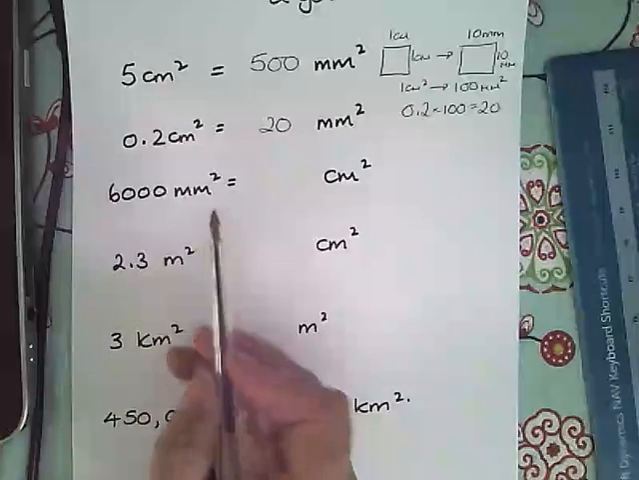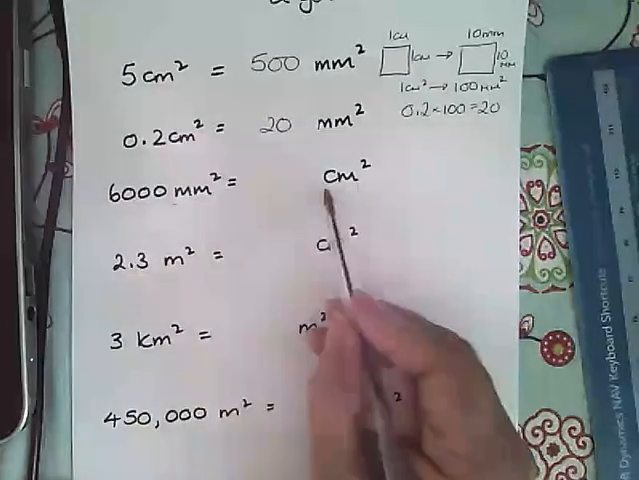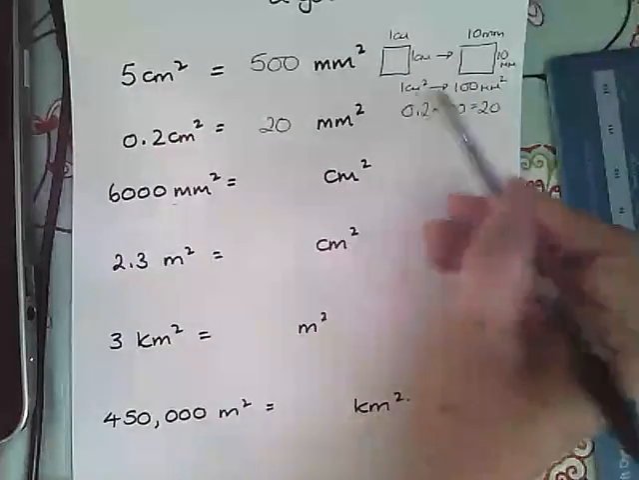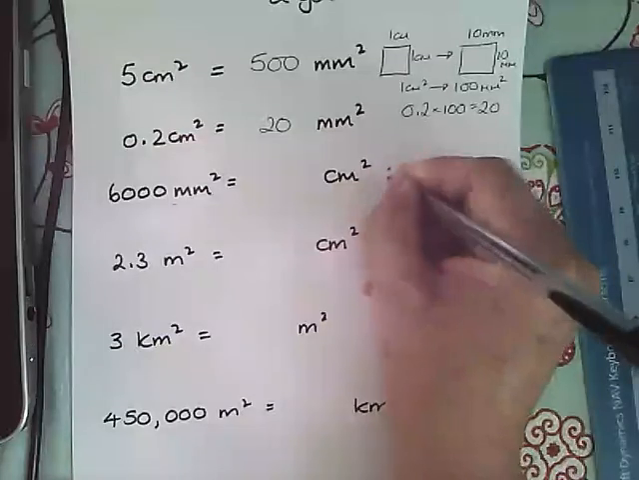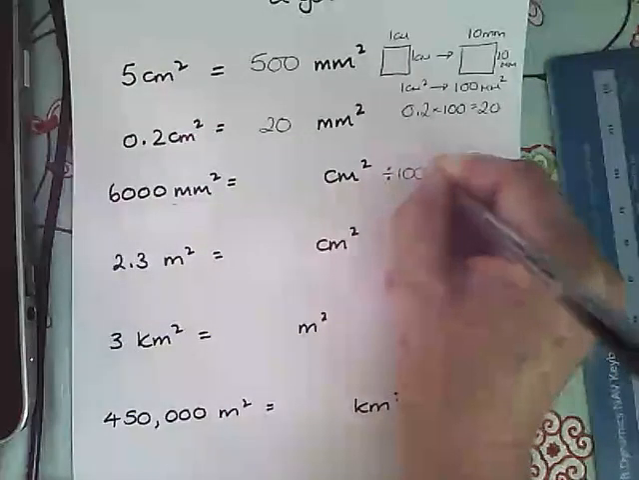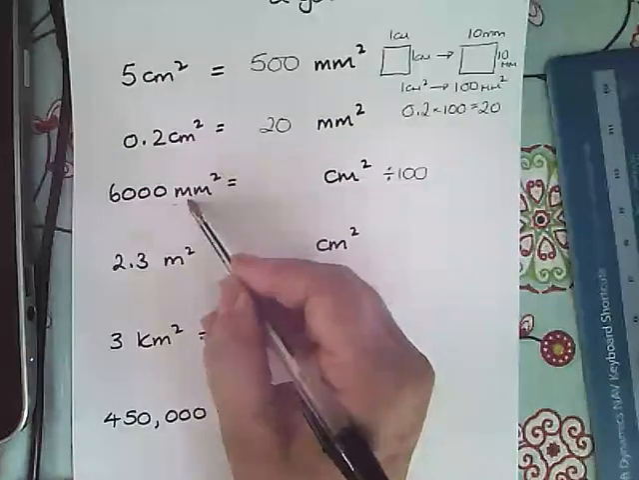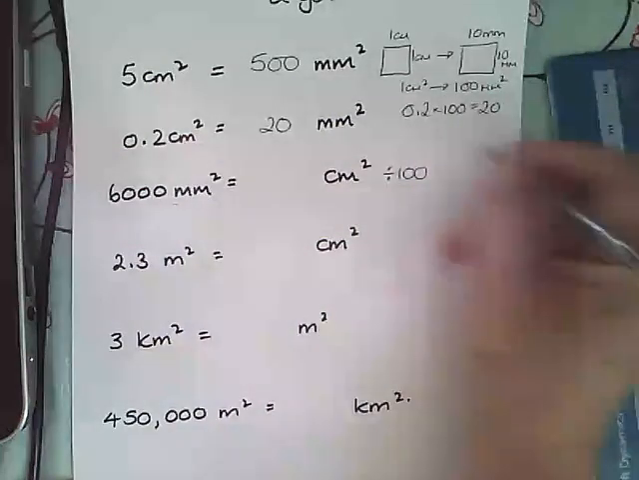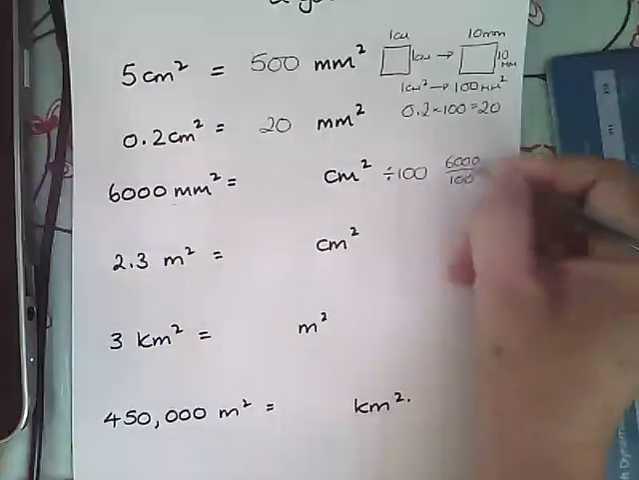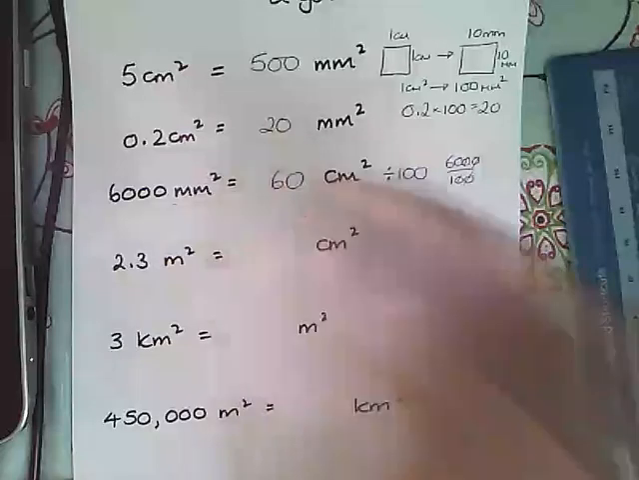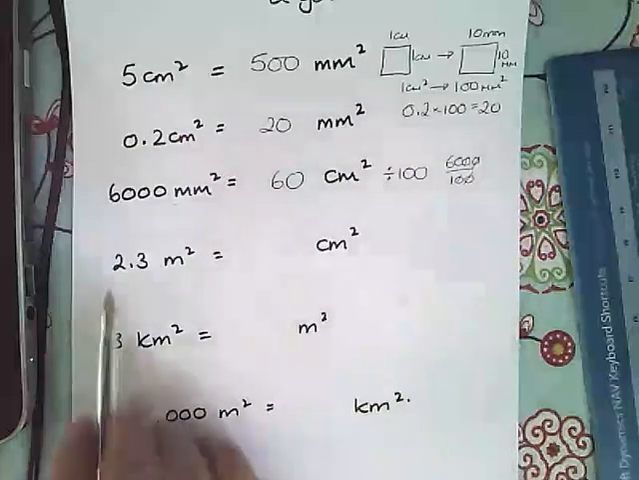On the third question, I'm going from millimeters squared to centimeters squared, so I'm going the wrong way for this conversion. So I'm actually now, instead of timesing by 100, going to divide by 100 to go from millimeters squared to centimeters squared. So I'm going to do 6,000 divided by 100, and that is 60 centimeters squared.